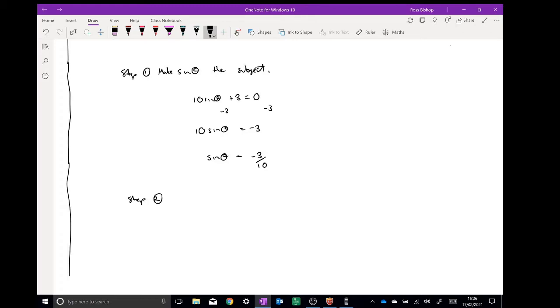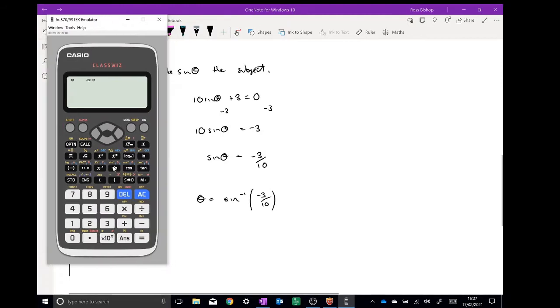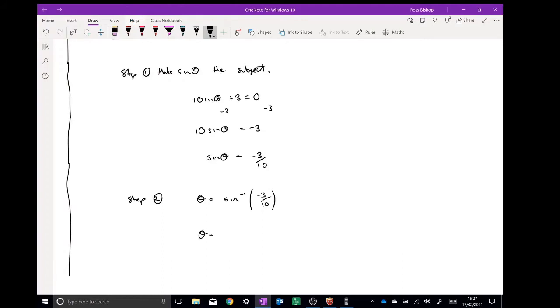Okay? Step 2, do the inverse sine to find theta. You would have known this from doing SOHCAHTOA questions, finding the missing angle, you do the inverse sine on both sides, on your calculator. So let's just do that on my calculator. I go shift sine, and it was negative 3 tenths, bracket, and I get minus 17.5. Okay, so that's 3 significant figures. So I get theta equals negative 17.5 degrees.